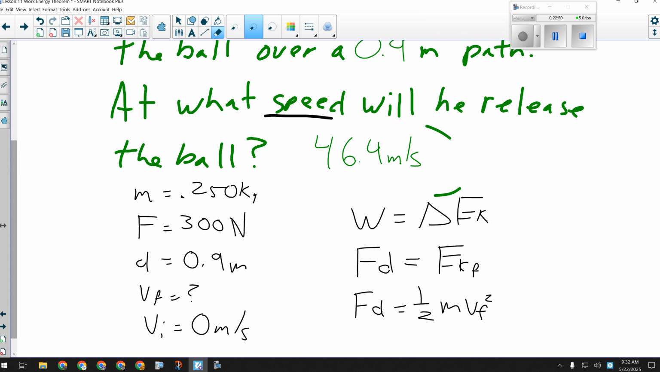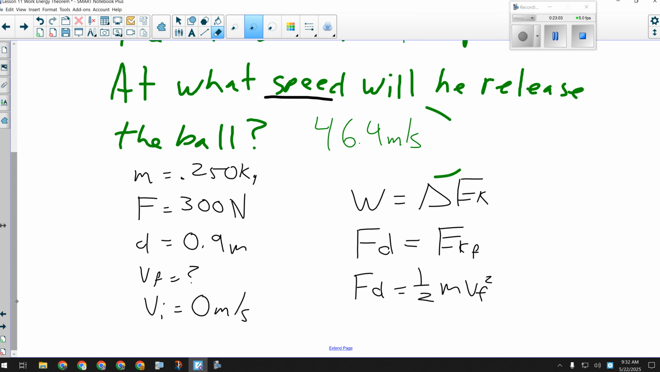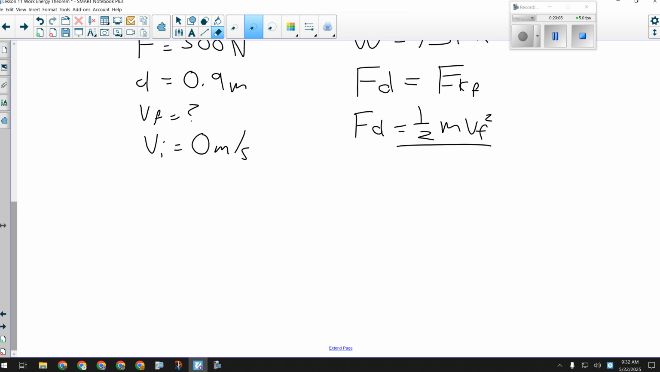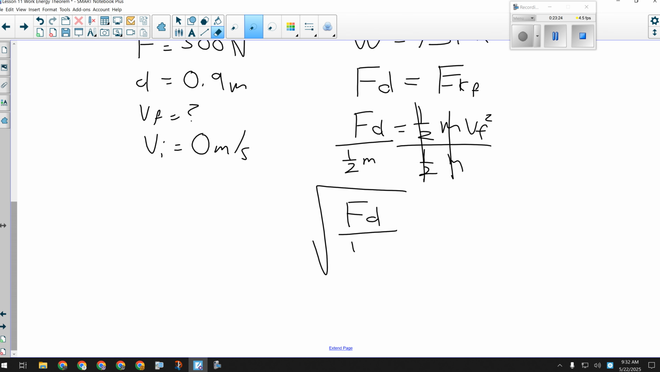Okay, everybody all right with that? All right, how do I get VF by itself? Divide by 1/2 of m, right? Okay, so I'll divide 1/2 of m off of this side. What I do to one side, I have to do to the other. That's the rules of algebra. That's going to solve for VF squared. I just want VF, so what do I have to do? I have to square root. Right, so the square root of force times distance over 1/2 of m will equal VF.